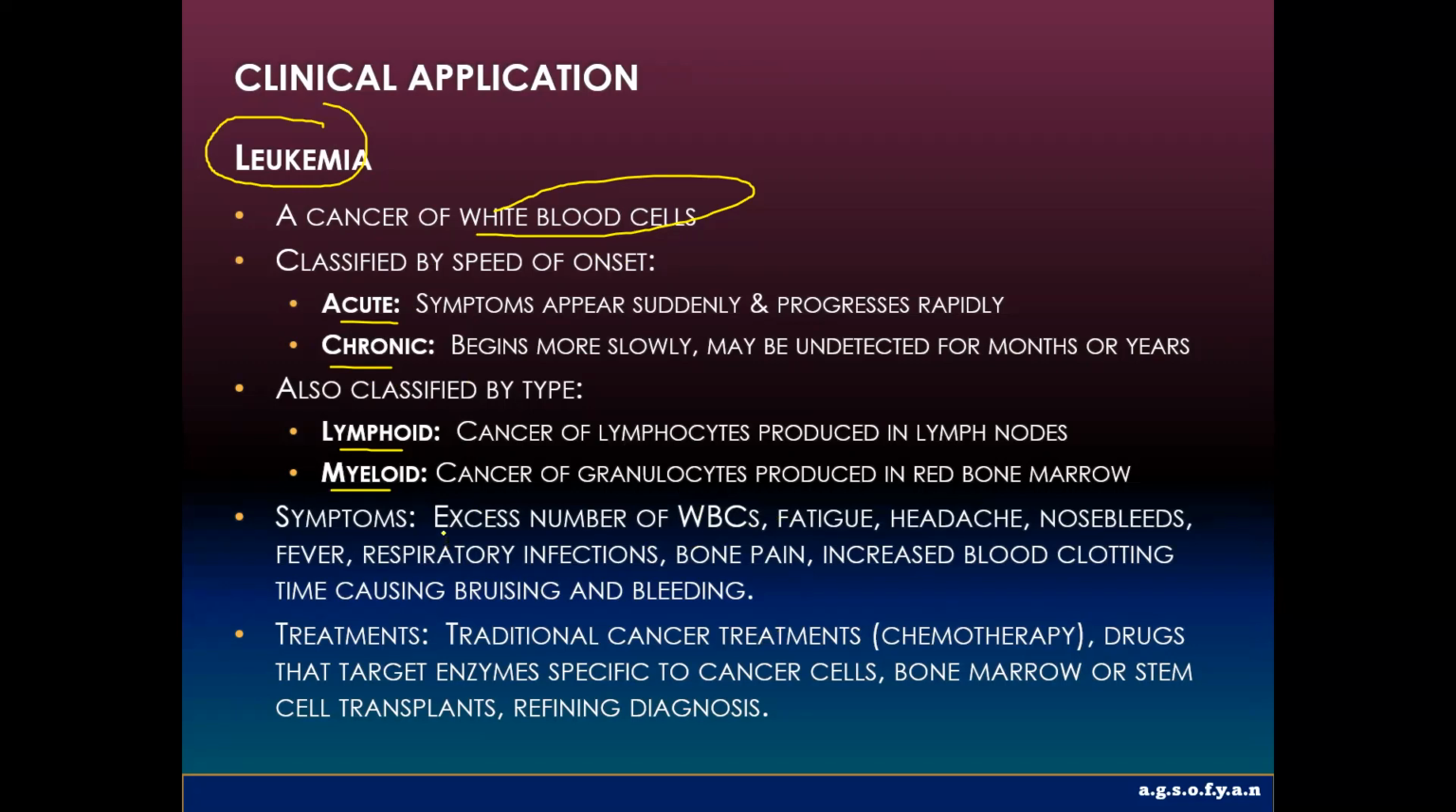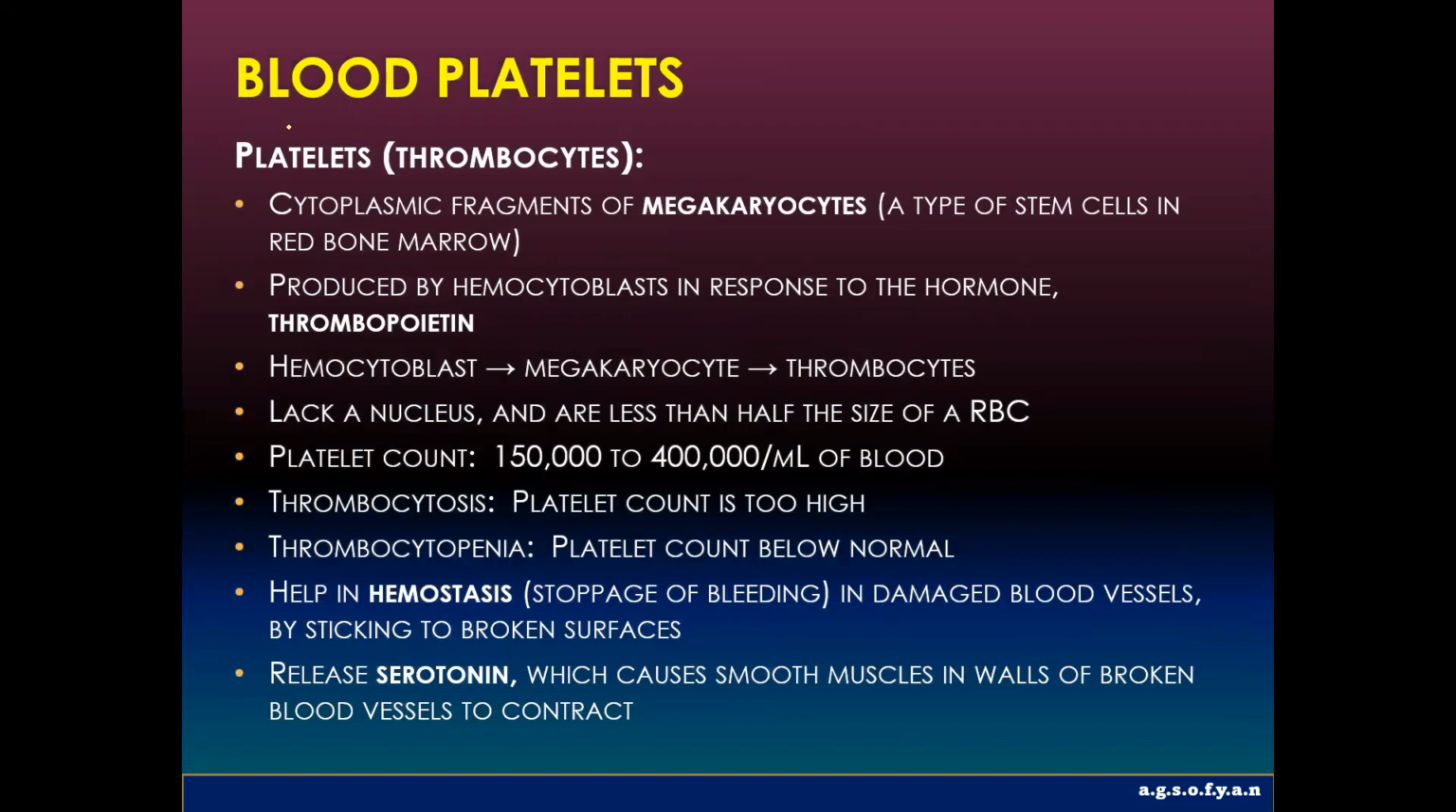Okay, the symptoms show an excess number of white blood cells, so too many white blood cells, fatigue, headache, nose bleeding, fever, respiratory infection, bone pains, bruising, and bleeding. There are treatments like chemotherapy, and maybe bone marrow or stem cell transplantations. So this is leukemia.